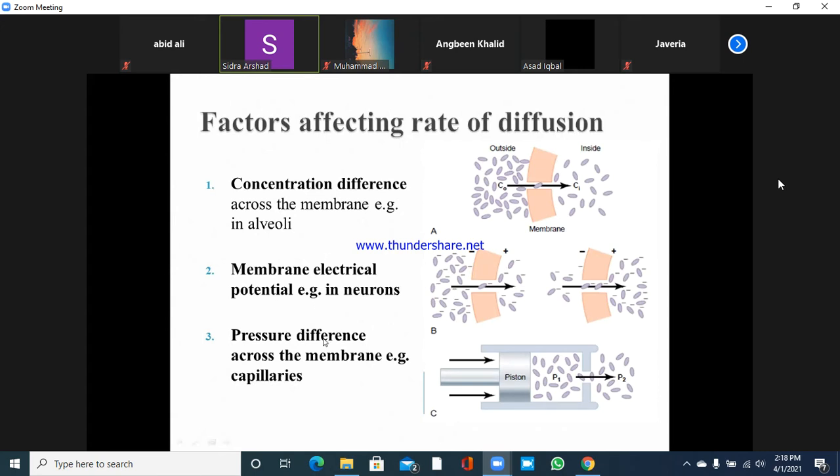And the third factor that can affect the rate of diffusion is the pressure difference that exists across a membrane. Over here they have just shown this side, and because of the increased pressure on this side, the molecules tend to move towards the opposite side where there is lesser pressure, obviously. So the pressure gradient also affects the rate of diffusion.